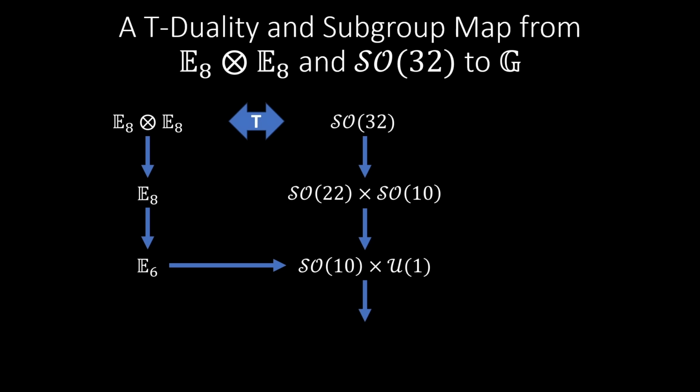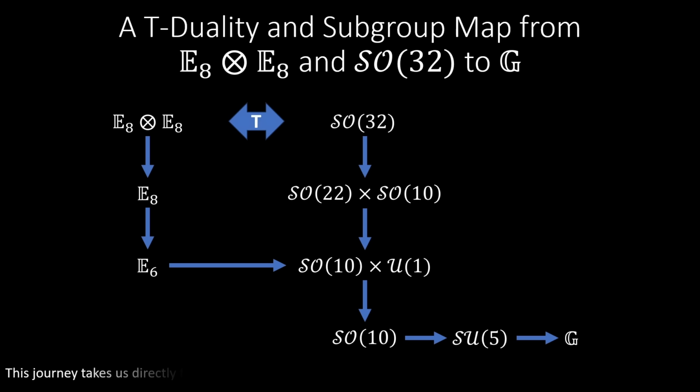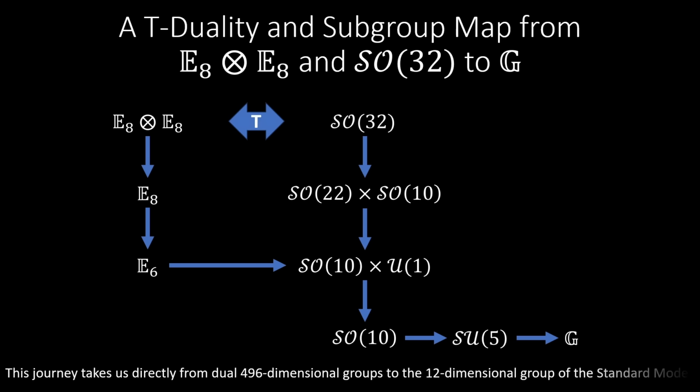And so now we can just extract an SO(10) out of that to get our fundamental representation, for which our universal double cover was Spin(10). And then that breaks down, of course, into the unitary representations of SU(5). That's the smallest Lie group that contains G, which is SU(3) cross SU(2) cross U(1), otherwise known as the standard model Yang-Mills Lie group. So this journey took us directly from dual 496-dimensional groups to the 12-dimensional group of the standard model of particle physics.